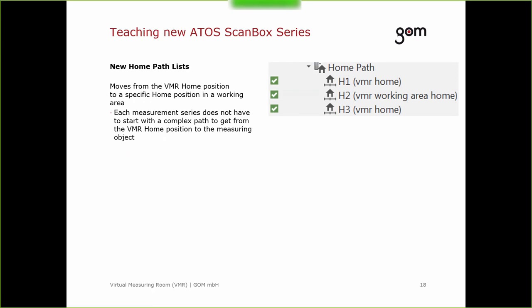And if you want to use a rotation table area, you've already heard that you need a specific working area. And that working area has a specific home position. And in order to move the sensor to that home position and back to its original position, you need a home path. The home path is already defined, and all you need to do is to create it. You will then find it in the sub-explorer attached to the system VMR measurement series and it is ready to use.